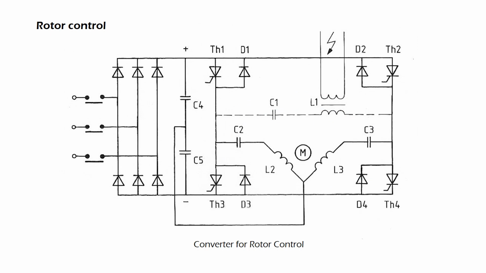L2 and L3 are the stator windings of the tube assembly. C2 and L2 form a half bridge together with the thyristors TH1 and TH3 and the diodes D1 and D3.